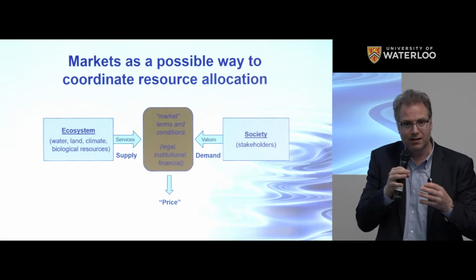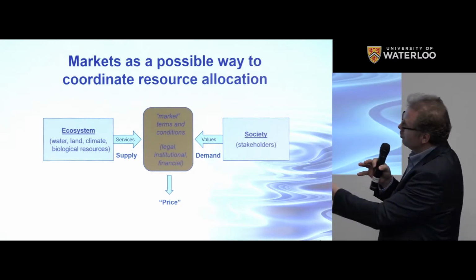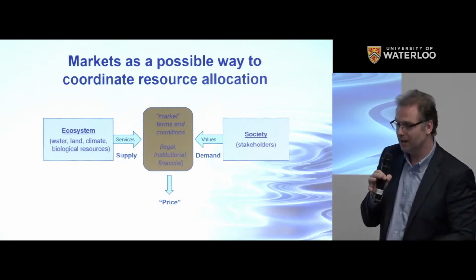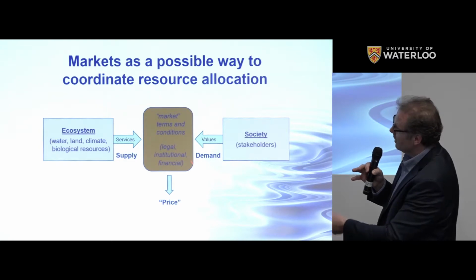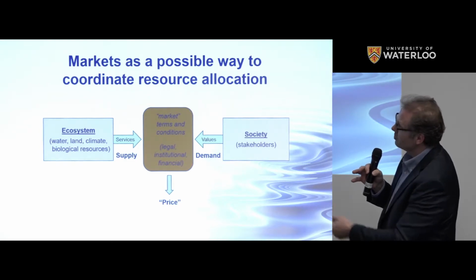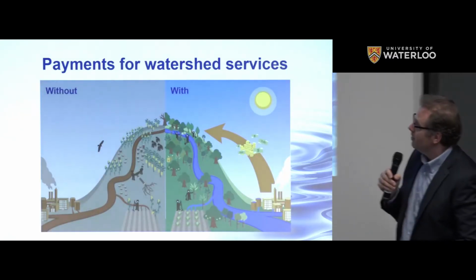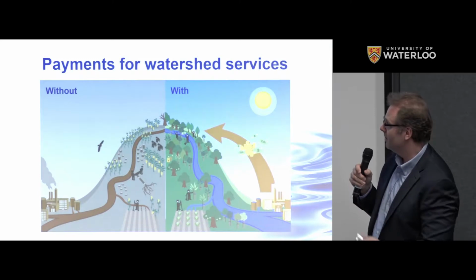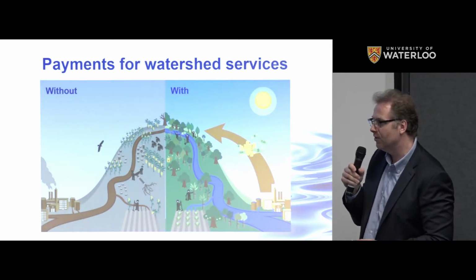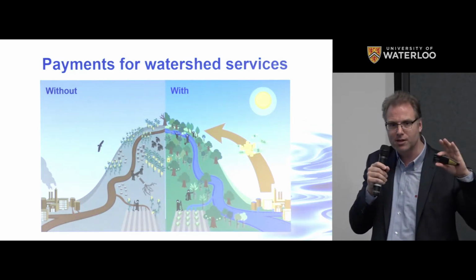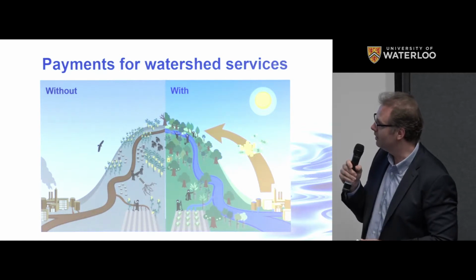And that automatically then creates some of the prime conditions that need to be in place to put a market in place. And what I'm particularly interested in is what are the legal, institutional, and financial terms and conditions under which you create such a market, and what is the price that then comes out. So payments for watershed services is something that has come up especially after the Millennium Ecosystem Assessment in 2005, and ecosystem services became very popular and a priority theme on the political agenda.